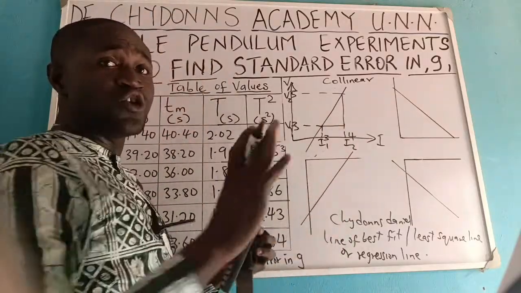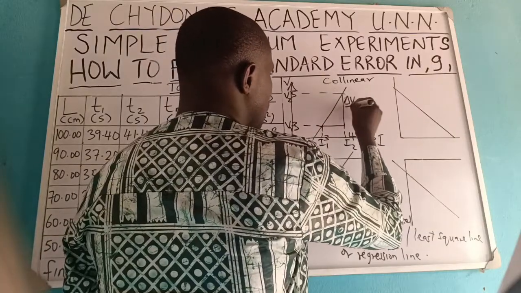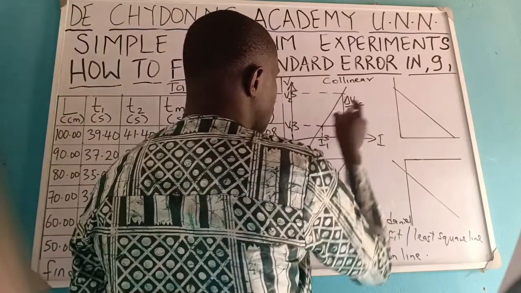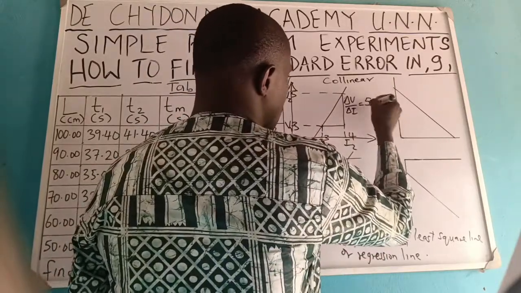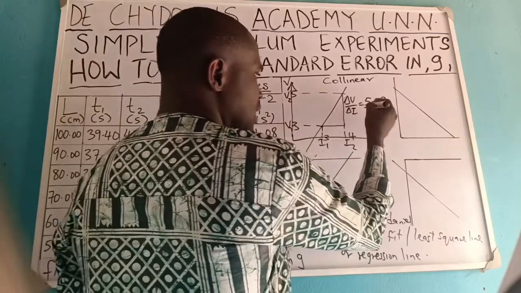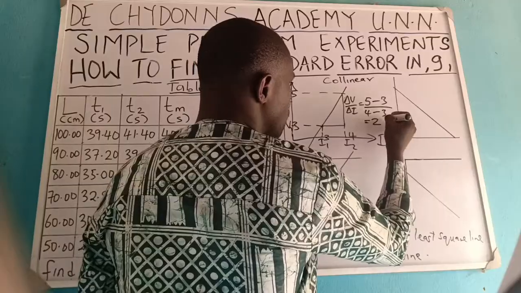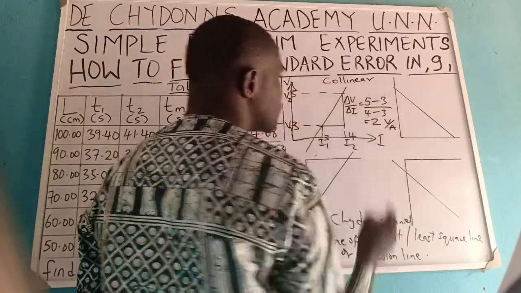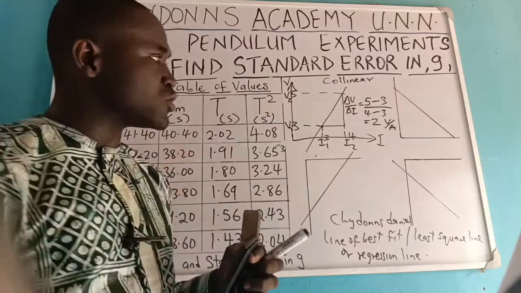Depending on the scale you use, that means change in V over change in I will be equal to, what is your V2? 5. What is your V1? 3. All over, what is your I2? I2 means 4. And what is your I1? 3. The answer will be 2 volts per amp. Noted. Okay.